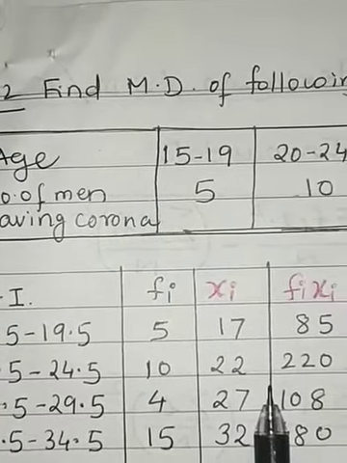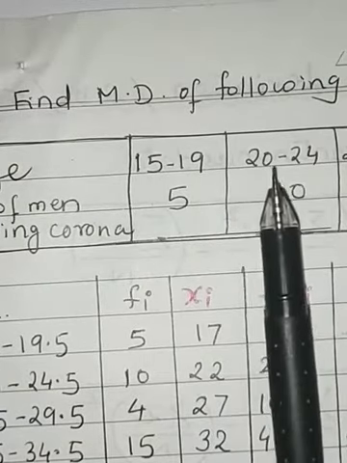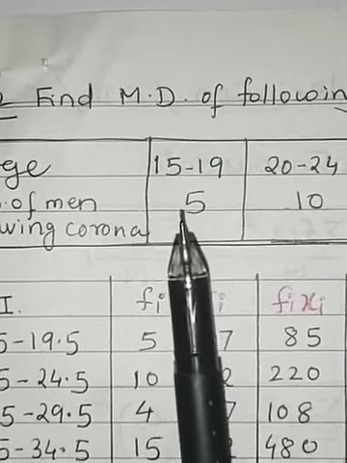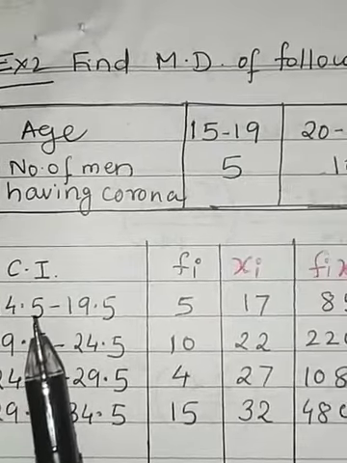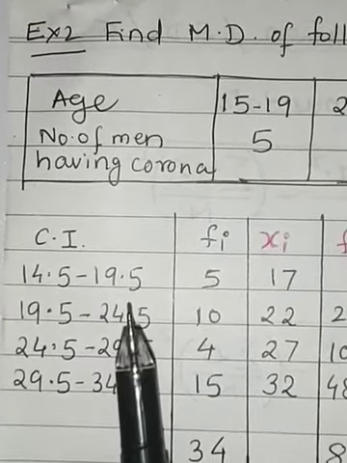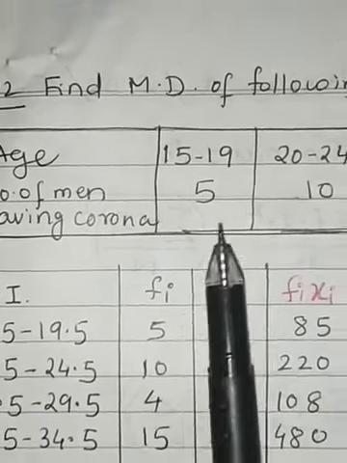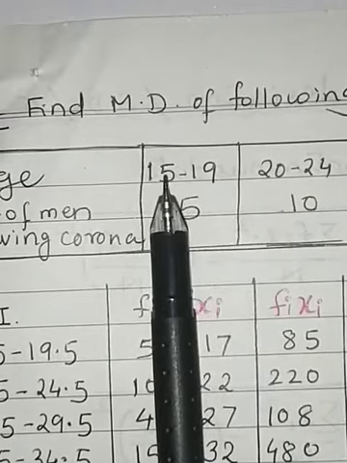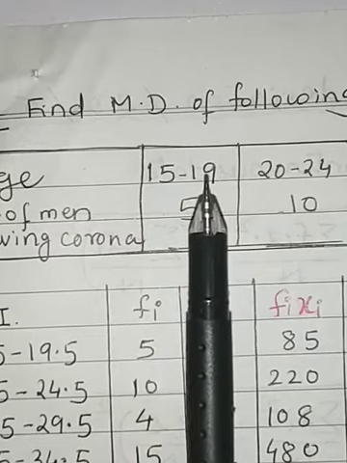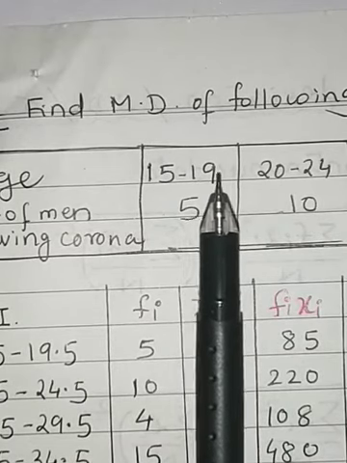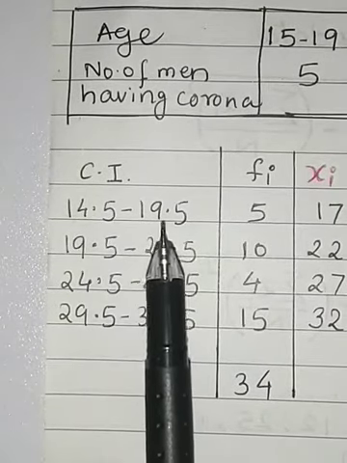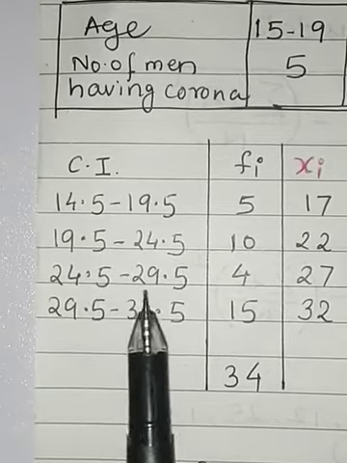See what I have done. The class intervals were 15, 19, 20, 24. So there was a gap between 19 and 20. So that gap we have tried to fill up. We made the class intervals as 14.5, 19.5. So every class interval, what we have done, look at the interval 15, 19. I have stretched this interval by 0.5 on this side, and to 19 added 0.5 on this side. So the same we have done with each class interval, 14.5 to 19.5 and so on.